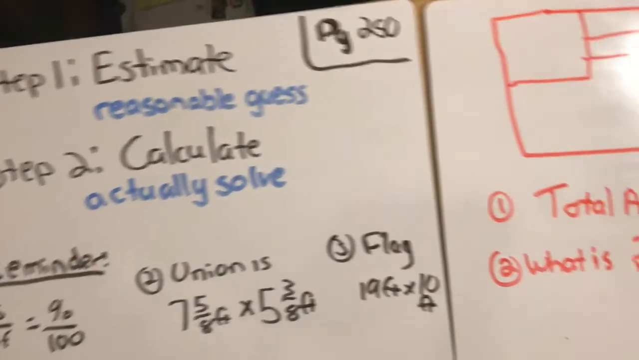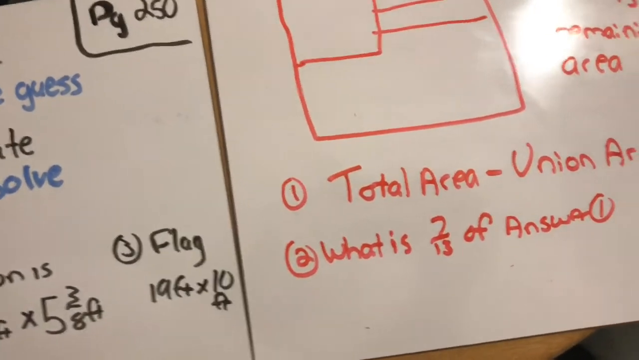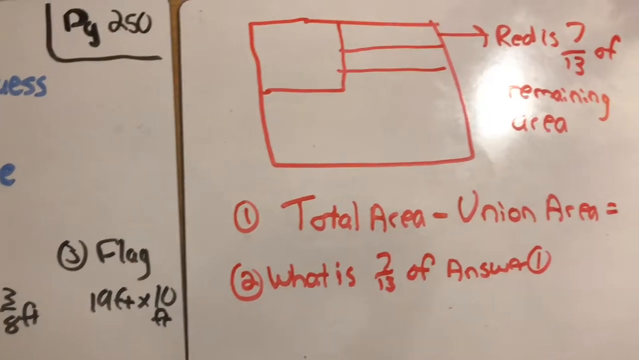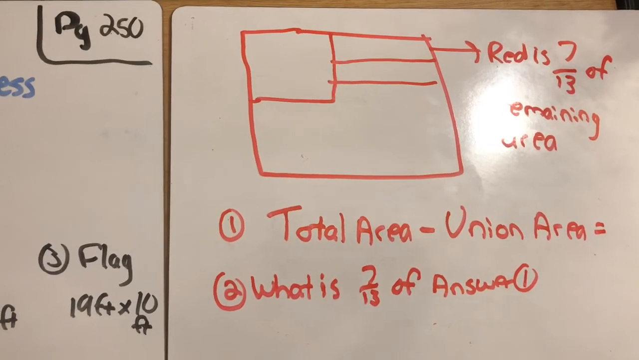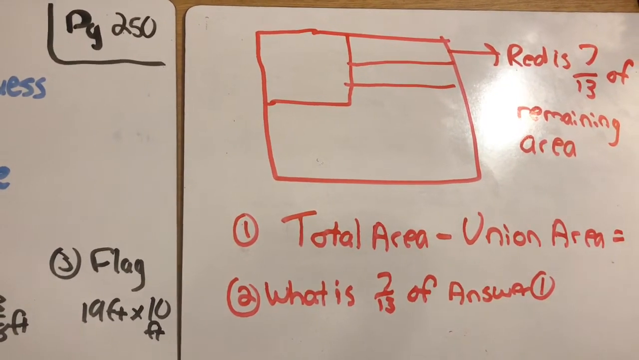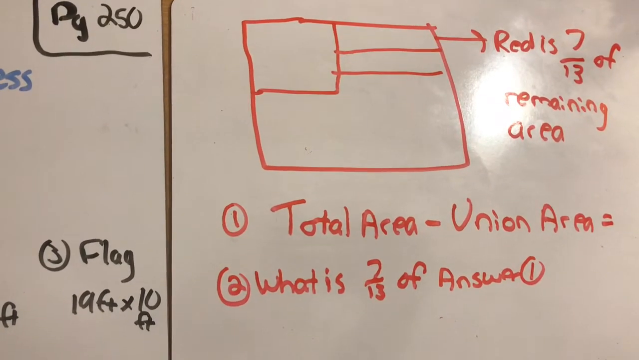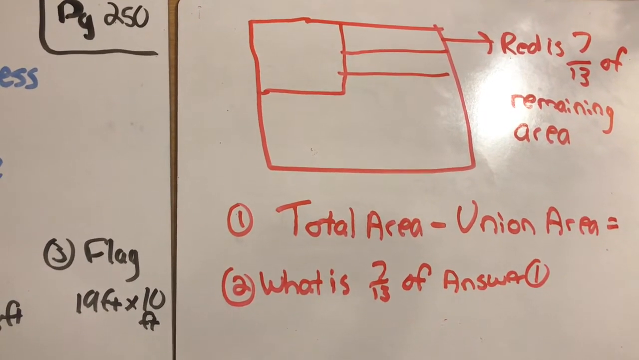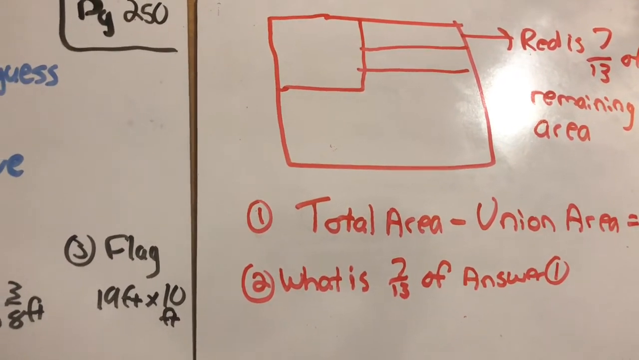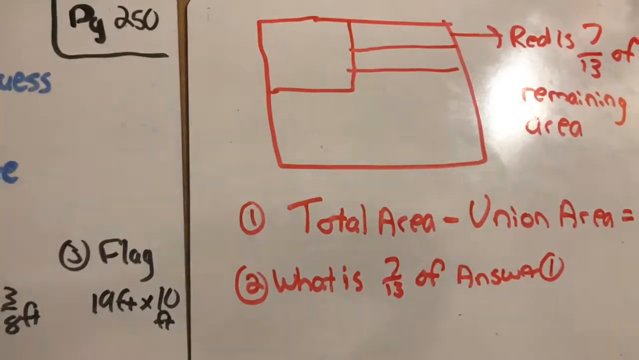The second question asks you to find what percentage of the flag is red. So to do that, you're going to take the area of the small union and subtract that from the total area of the flag. You're going to take that answer and find out what 7/13 of that is, and use that to help you answer question number 2 on page 250. Go ahead and calculate that now.